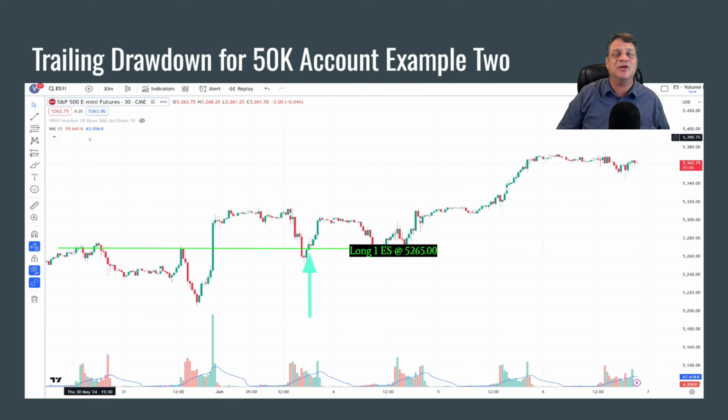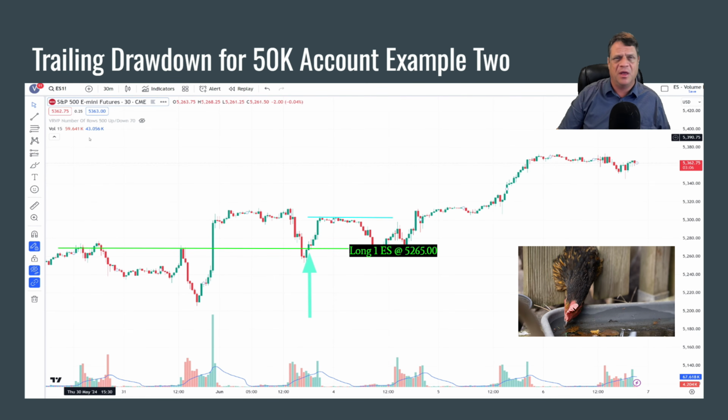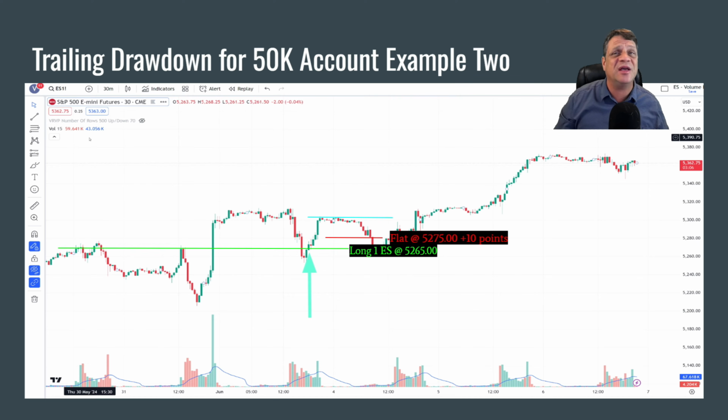This is the same entry as the previous example. We get long one ES contract at 52.65 even. This time the position goes all the way up here to 53.05, but we don't take profit. We're holding on for that winner chicken dinner. But the position fails to make a new high and we roll back down to 52.75. We take profit and lock in 10 points, which is exactly the same amount of profit as the previous example.